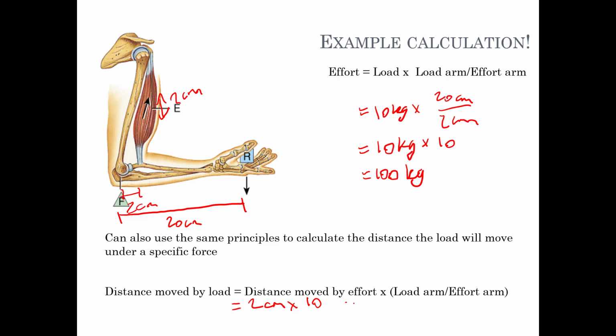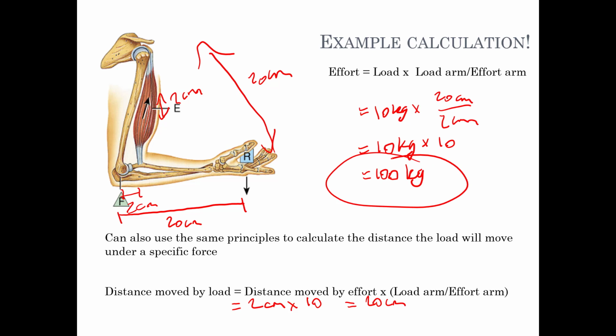Okay, we can see that when our biceps brachii muscle contracts by 2 centimeters, our hand can move by 20 centimeters. So you can see that even though it takes a lot of energy to move an object using our third class lever here, we can actually move our load a great distance, which is the advantage, of course, to our third class levers.